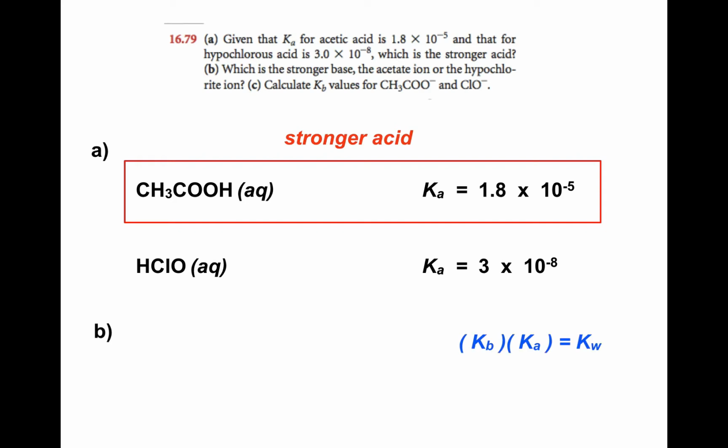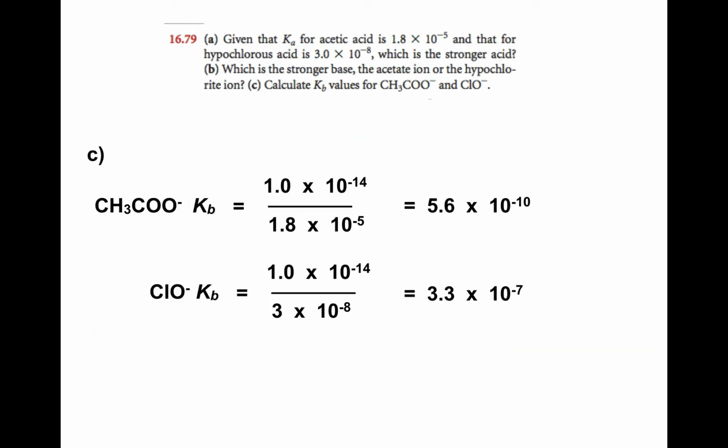So it's an inverse relationship between the Ka value for a weak acid and the Kb value for its conjugate base. As the Ka gets bigger, the Kb has got to get smaller if the product is going to be equal to Kw, which is a constant, 10 to the minus 14. So inverse relationship. Large Ka value, small Kb value.